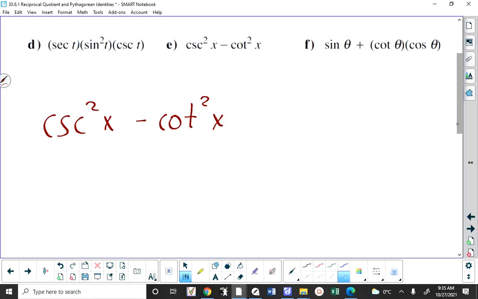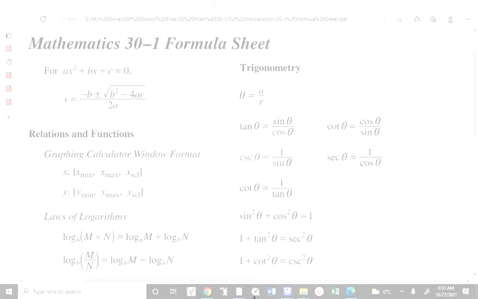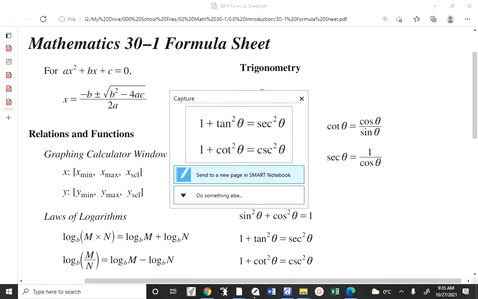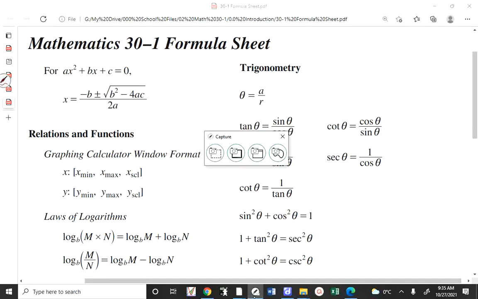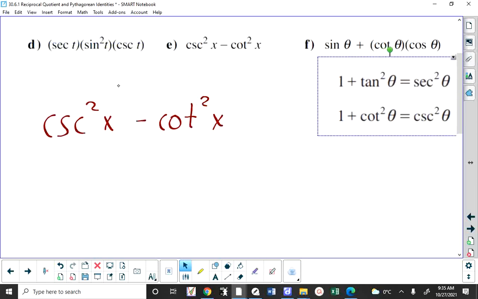I see squareds. And I know there are some Pythagorean identities that have things that are squared. So what can I do with this? Well, cosecant squared is 1 plus cotan squared. Let me grab this. I'm going to grab both of these. I guess I didn't need to grab both of them. The problem we are working on has cosecant squareds and cotangent squareds.